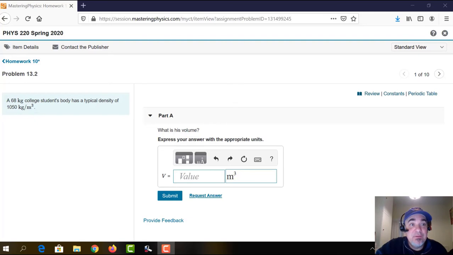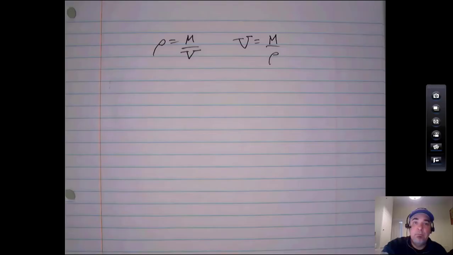First problem, we have a 68 kilogram college student. Density is given, 1,050 kilograms per cubic meter. What is the volume? You have probably seen this kind of problem going back all the way to like 6th grade or something like that, but let me just refresh your memory about this.